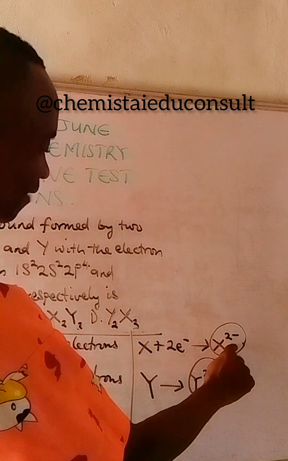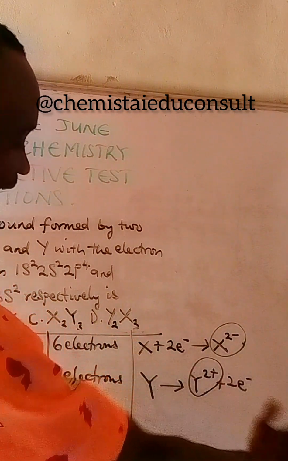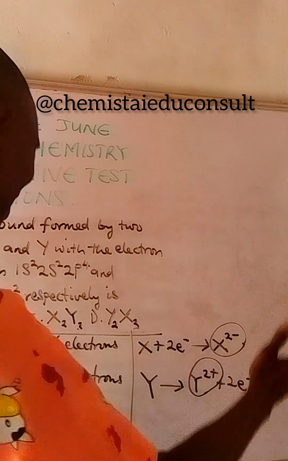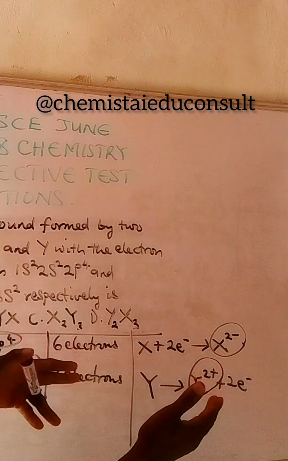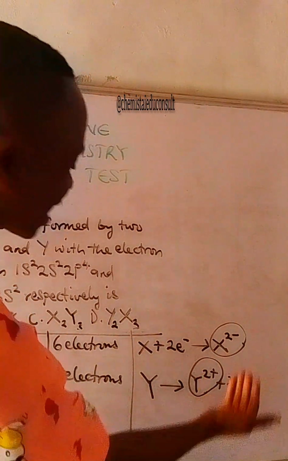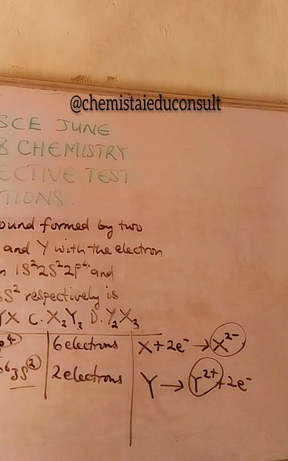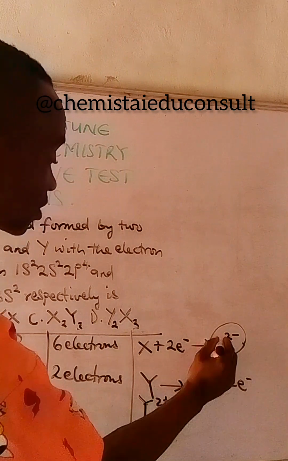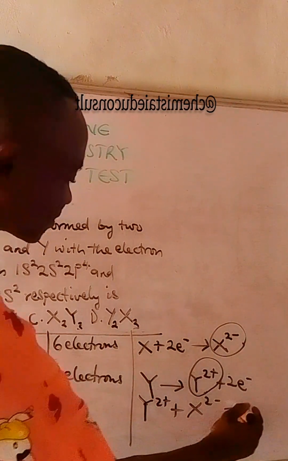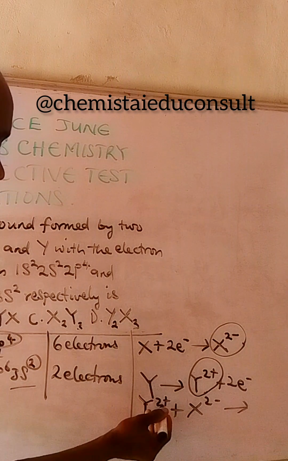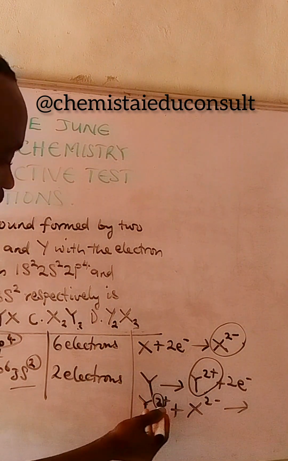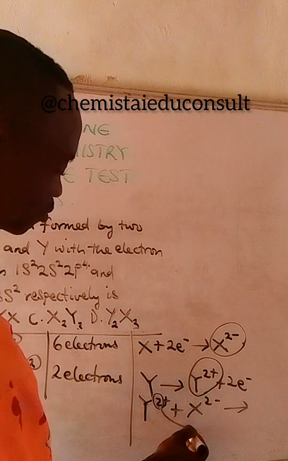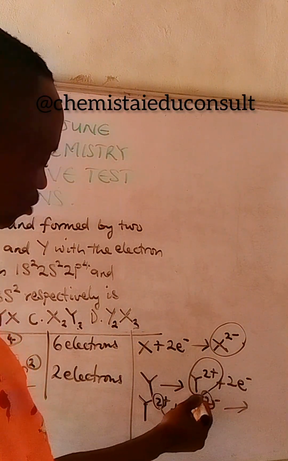Negative ions are written at the right hand side of the chemical formula, while positive ions are written at the left hand side of the chemical formula. Therefore, you write Y2 plus X2 minus. Then we exchange the valency. The valency of Y here is 2, it goes to X. Valency of X here is 2, it goes to Y.